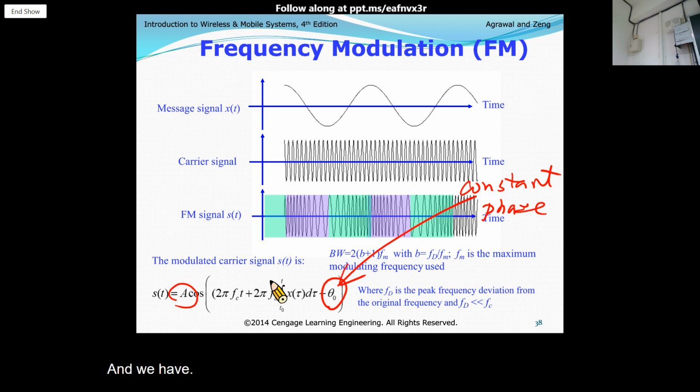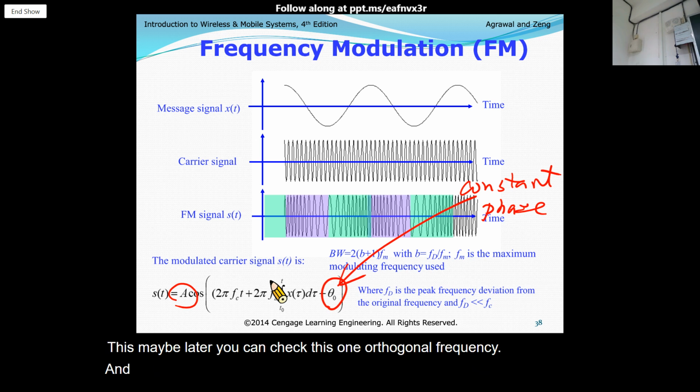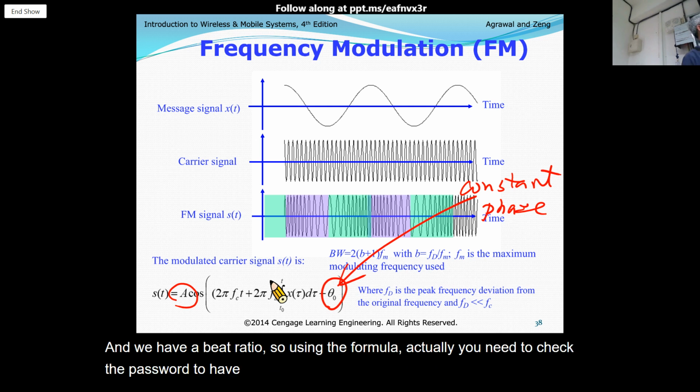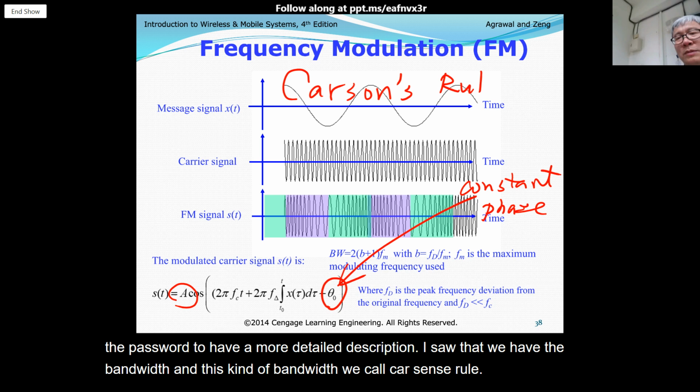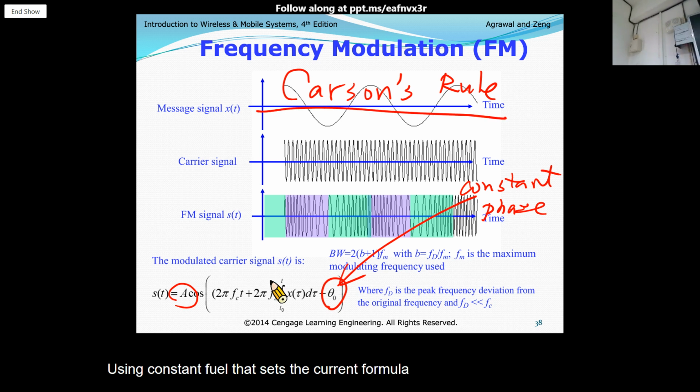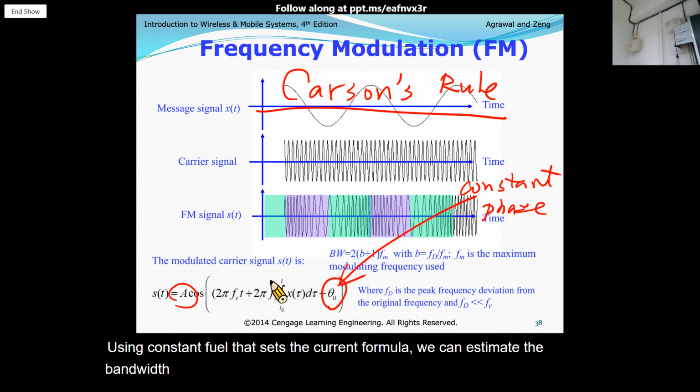Maybe later you can check this one, orthogonal frequency, and we have a bit ratio. Using the formula, actually you need to check the textbook for a more detailed description, and so that we have the bandwidth. This kind of bandwidth we call Carson's rule. Using Carson's rule, the current formula, we can estimate the bandwidth for a frequency modulation signal. So following the formula here, we can have that.